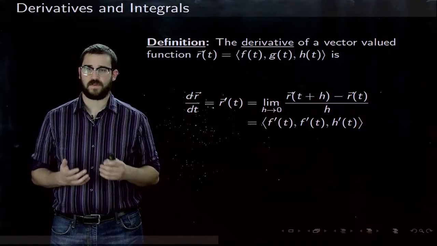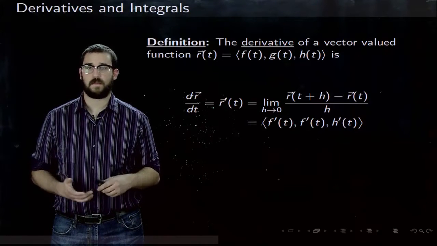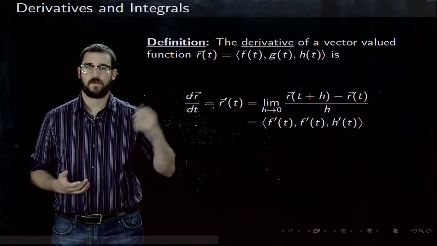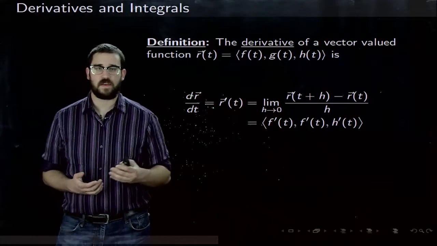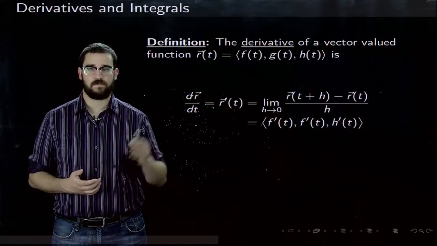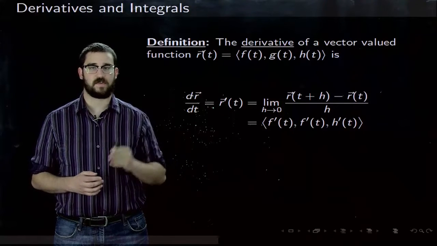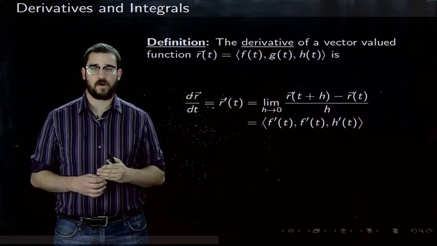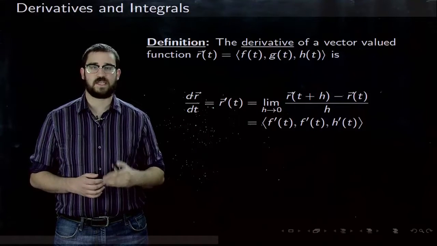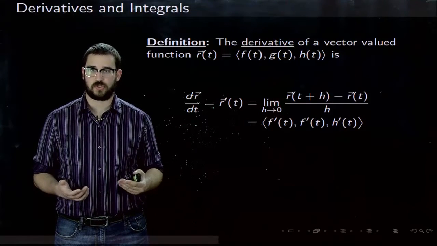Now that we've discussed vector-valued functions, let's talk about their derivatives and integrals. First, we can define the derivative of a vector-valued function. Now remember, this is of a vector-valued function, with r of t being f of t, g of t, and h of t, as we usually define it.